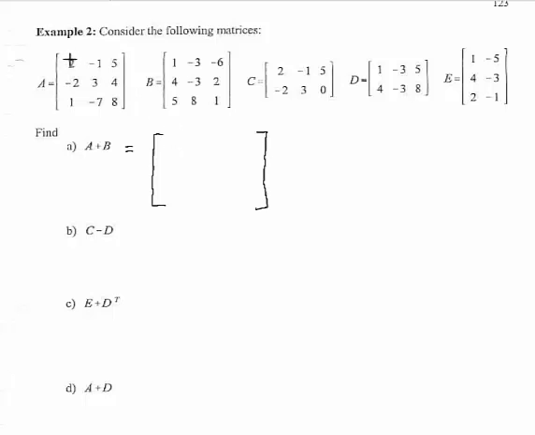Okay, and we'd simply take the elements that are in the same position. So first column, first row, plus the first column, first row of B. So for this upper left element in A plus B, we would write 2 plus 1. There's the 2, there's the 1.